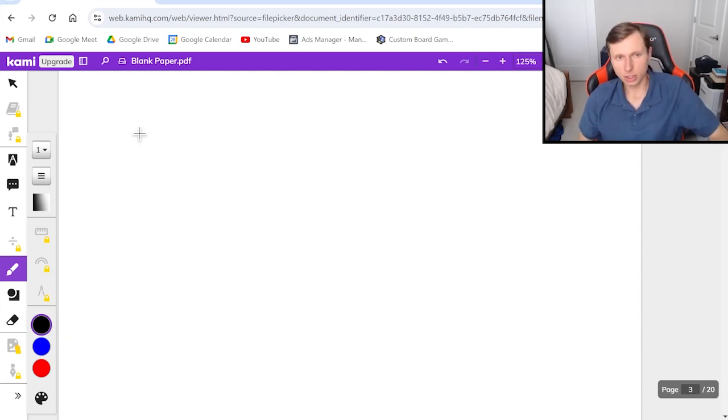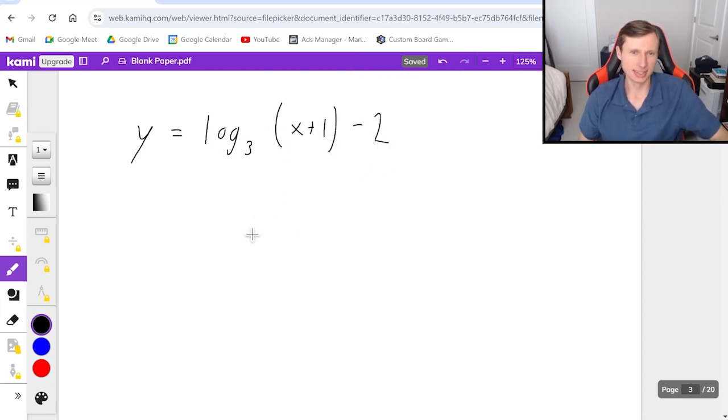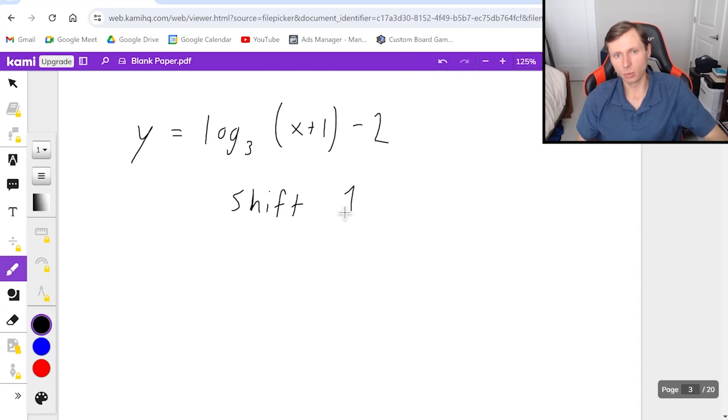So for the first one we're going to graph today, it is y equals log base 3 of x plus 1, minus 2. First of all, I notice that there's going to be a shift here. The shift is going to be 1 to the left and 2 down. And I know that because of the plus 1 and the minus 2 here. There's no reflections, so that's nice.